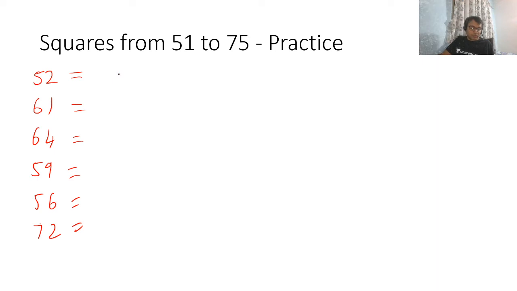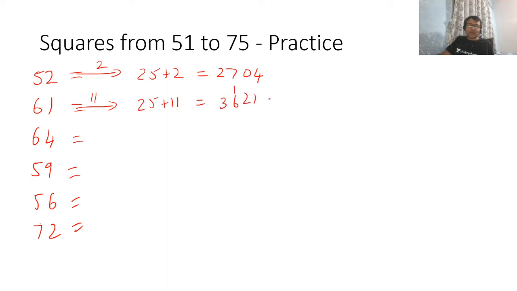Right, so good. We can get it fast, so we'll solve this. 52 is 2 more than 50, so we do 25 plus 2, 27, and 2 squared, 04. 61 is 11 more than 50, so we do 25 plus 11, 36, and 11 squared, 1 gets carried forward, so it becomes 3721. 64 is 14 more than 50, so 25 plus 14 will give you 39, and 14 squared is 196, so it will give you 4096.